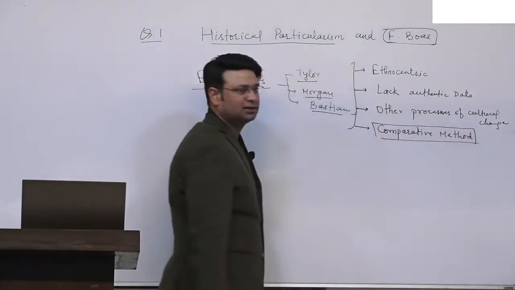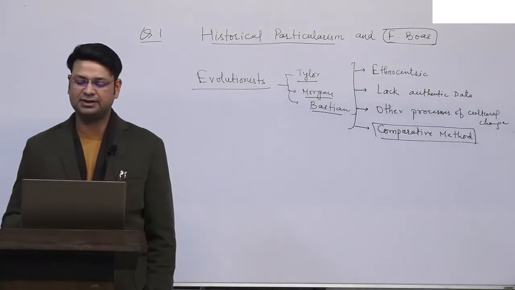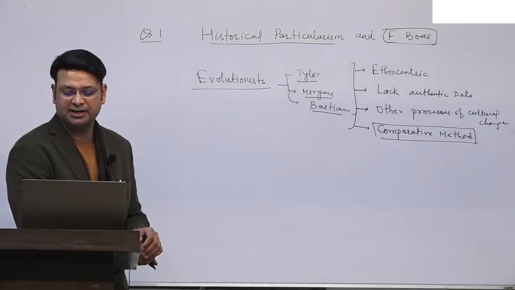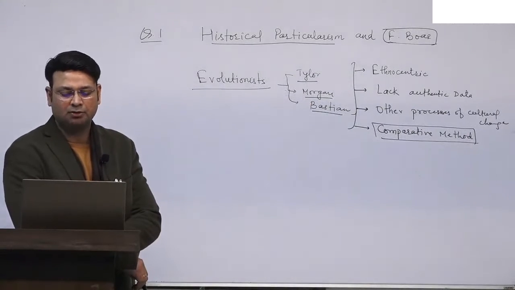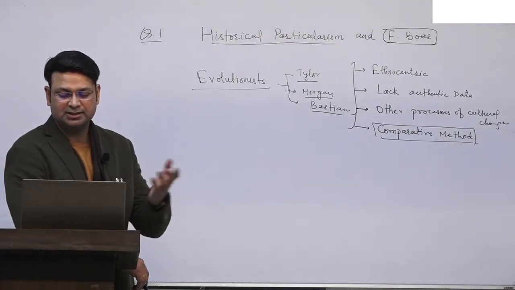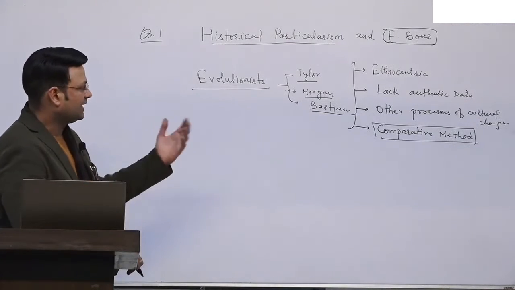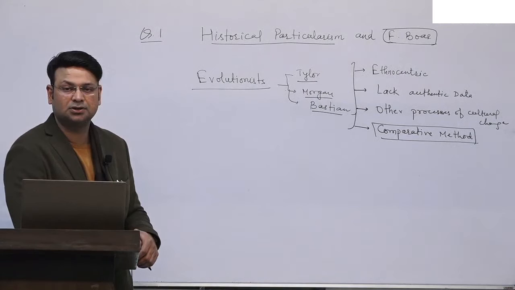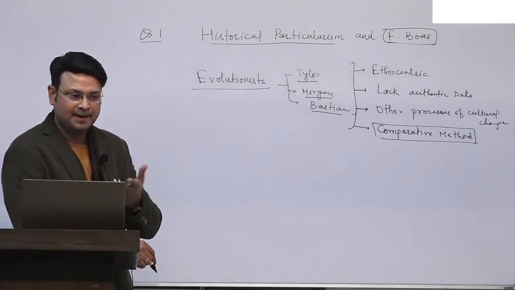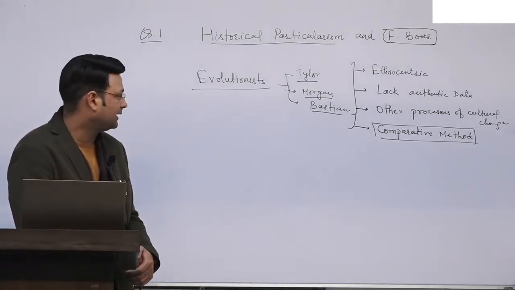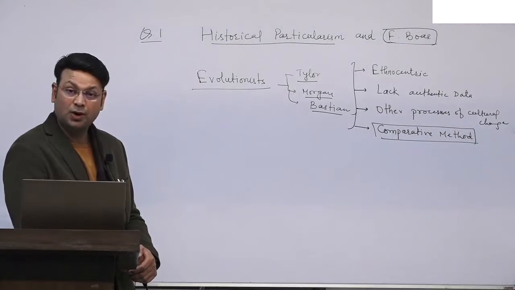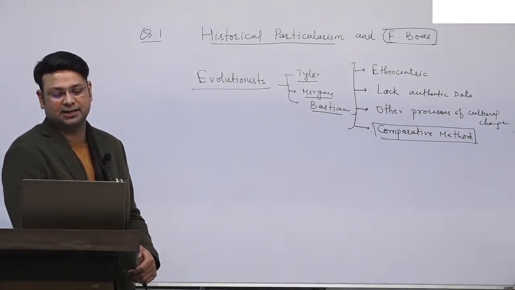Against this comparative method also, Franz Boas wrote an article, The Limitations of Comparative Method in Anthropology, right? Basically, that was also against the theoretical method developed by evolutionists. Now, what does Boas say then, right?